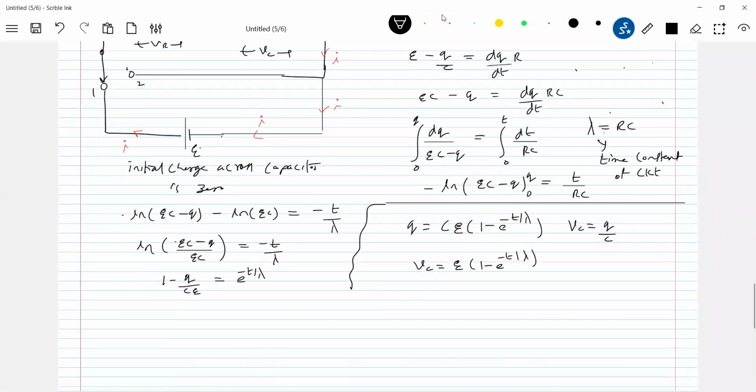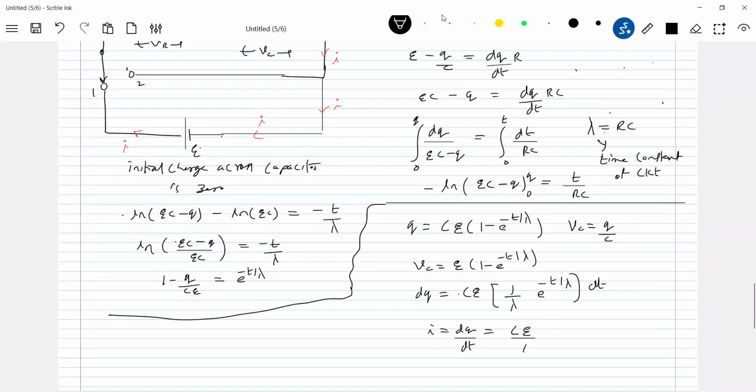Let's go for current. I'll differentiate this equation. I is equal to dq by dt, which is CE by lambda, e to the power of minus t by lambda. What is lambda? RC.